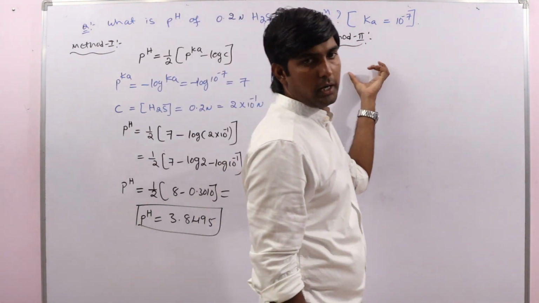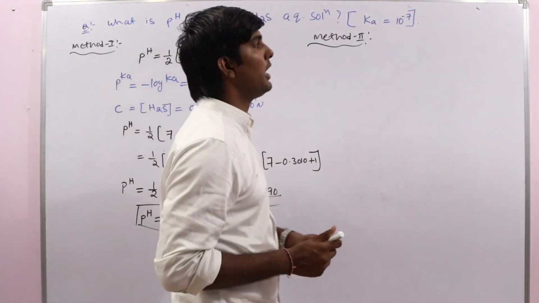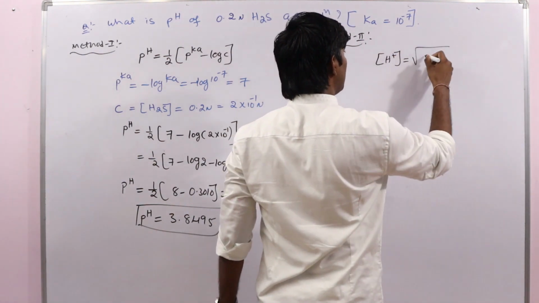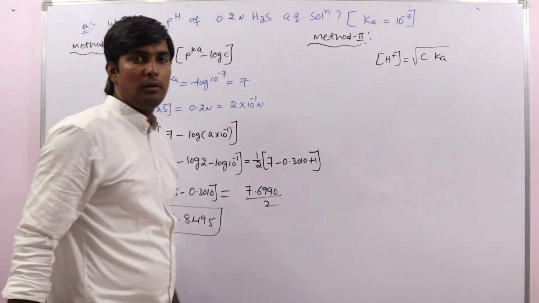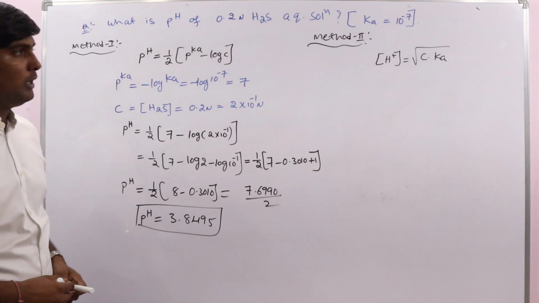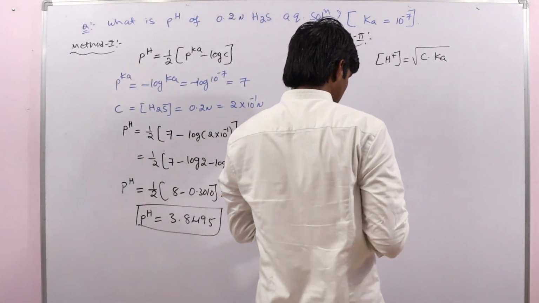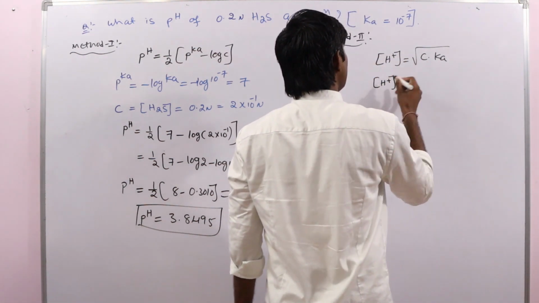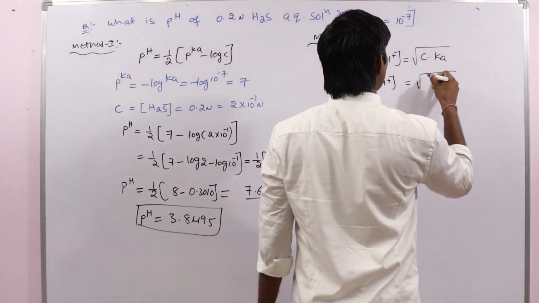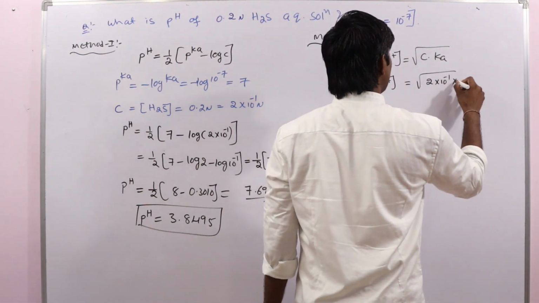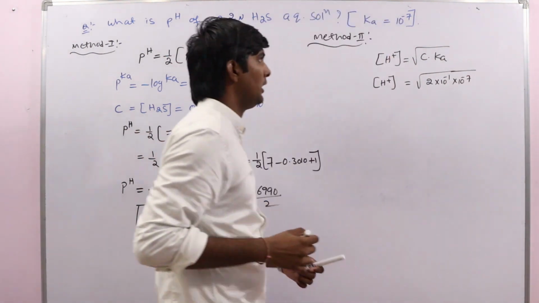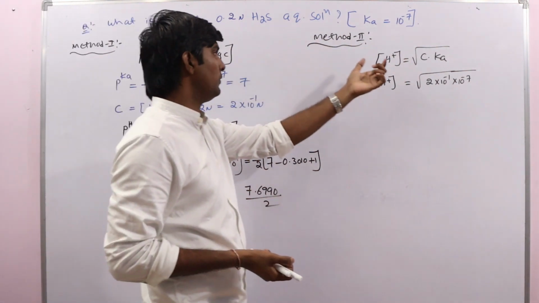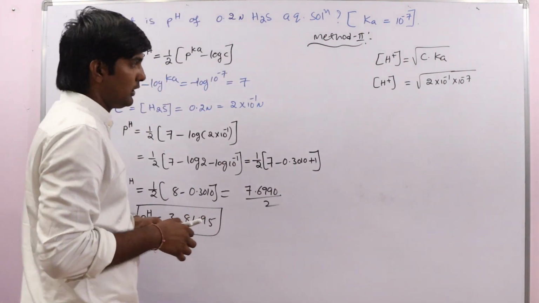And another method also we have here. First we can calculate the H plus ion concentration. The formula is H plus ion concentration is equal to square root of C into Ka. So here H plus ion concentration is equal to square root of C, which is 2 into 10 power minus 1, into 10 power minus 7, the Ka value. So this formula we can use, or we can use the other formula also, your wish. That is your choice.